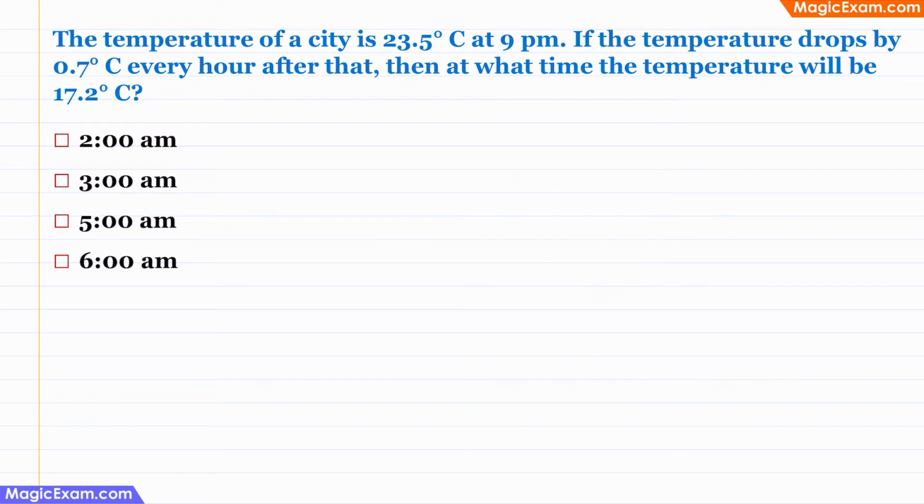The temperature of a city is 23.5 degrees centigrade at 9 p.m. and the temperature is dropping at the rate of 0.7 degree every hour after that. Then what time will the temperature be at 17.2 degrees centigrade? So what is the current temperature? The current temperature is 23.5 degrees centigrade. And what is the target temperature? It is 17.2 degrees centigrade.